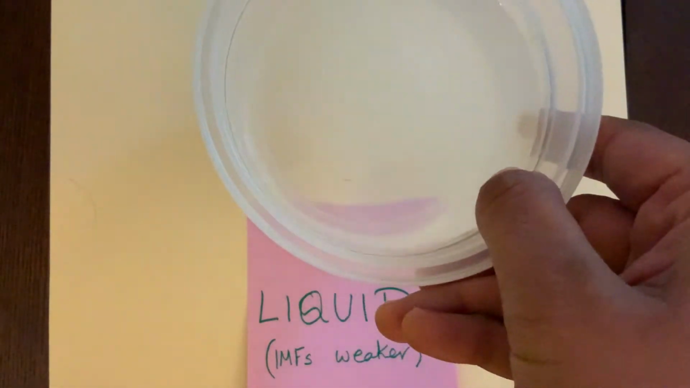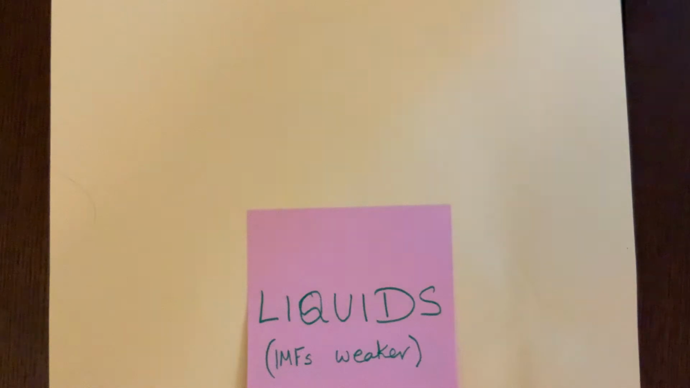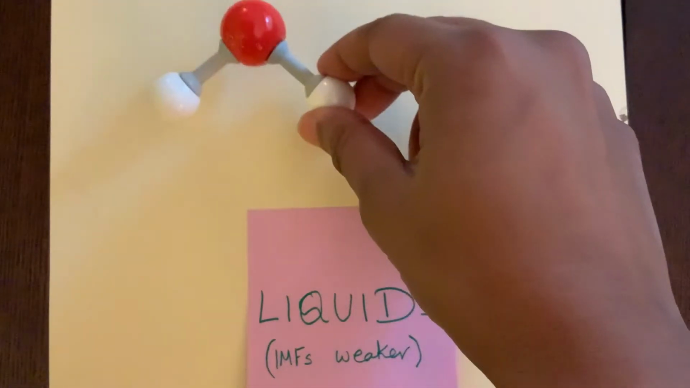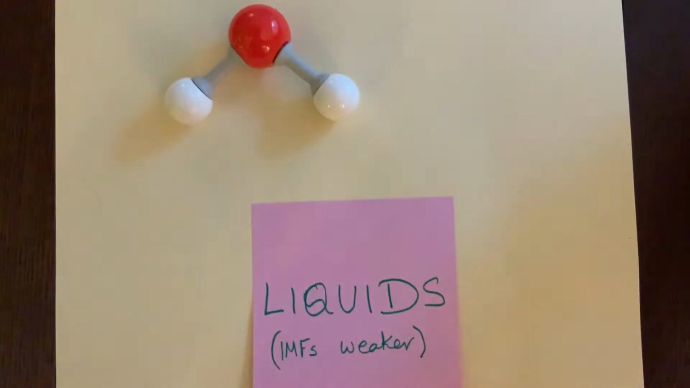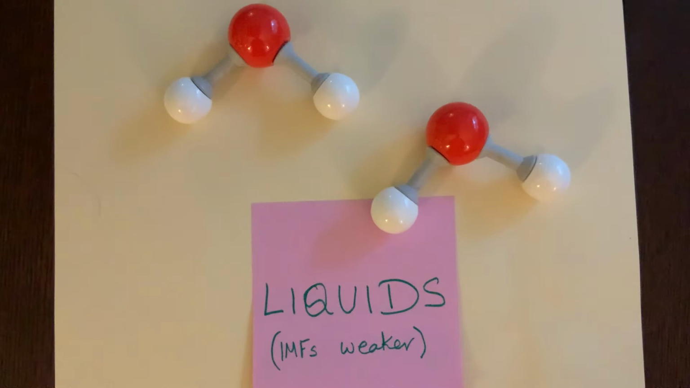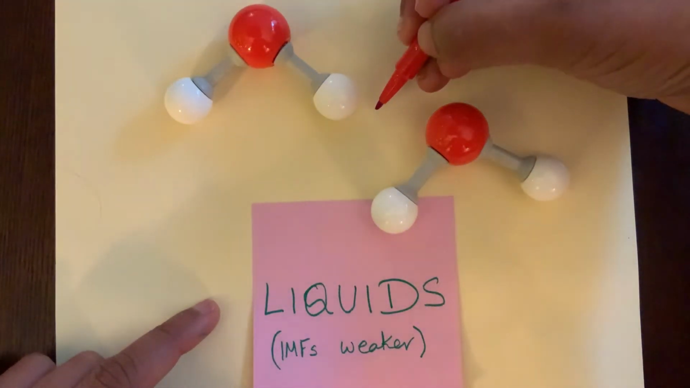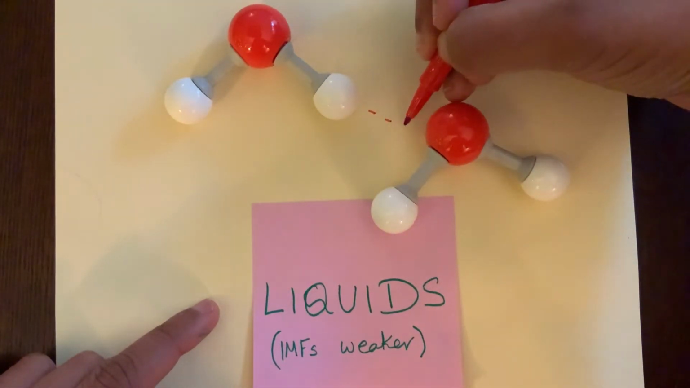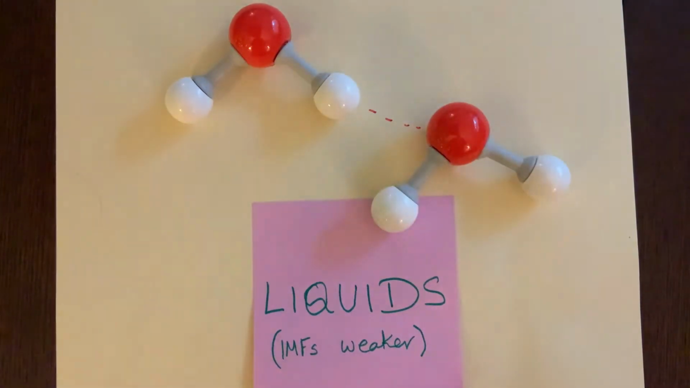They're still being held by the container that I'm holding. So with liquids, you still do have IMFs. They are weaker. So for example, if I have these two water molecules, they still have intermolecular forces between them, which I'll show with these dotted lines here. So they still have these intermolecular forces between them.